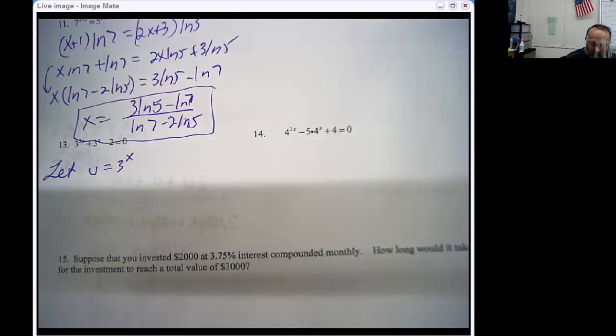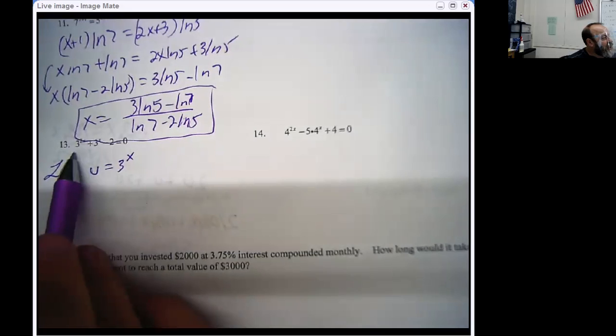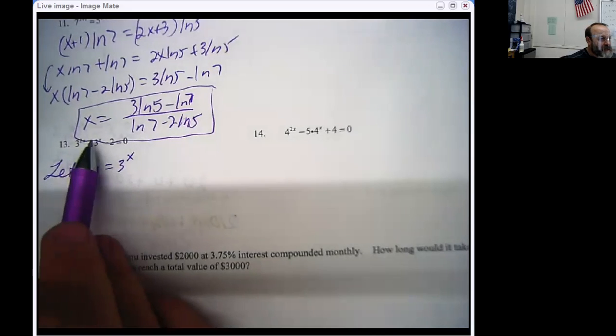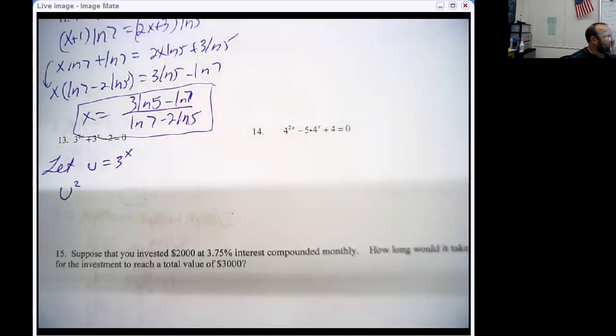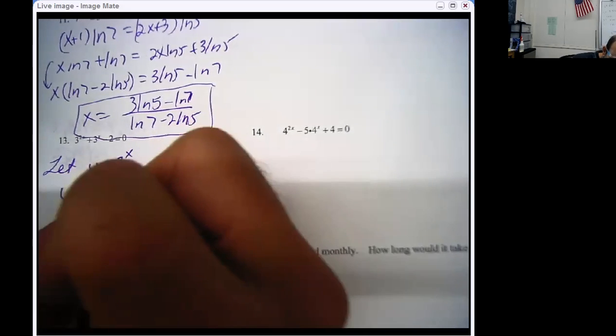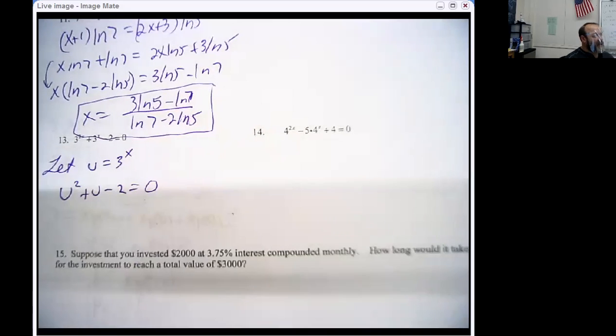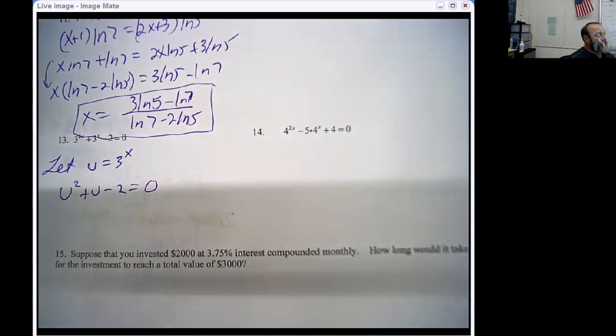So if you look right here, this 3 raised to the 2x is actually u squared. What is 3 to the x? It's u itself. And so when Asa said that looks vaguely quadratic, it doesn't look vaguely quadratic, it's identically quadratic, isn't it? So what would you guys do to solve that quadratic?